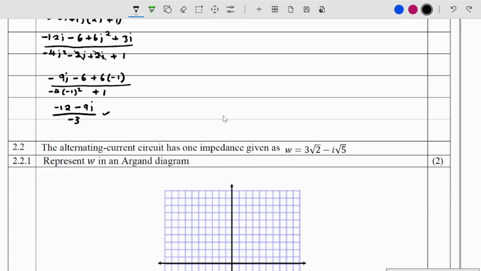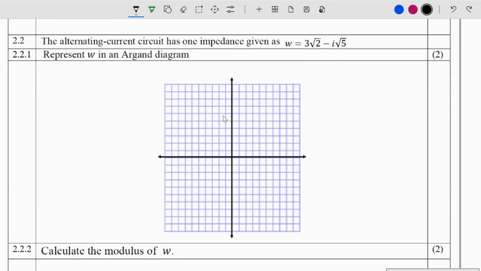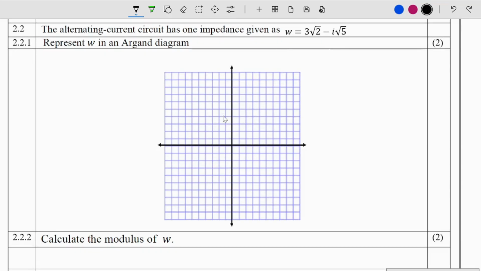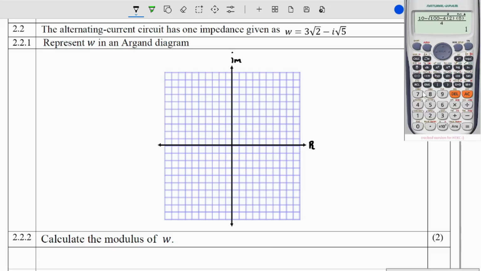Then proceeding on to the next question, 2.2. They say the alternating current circuit has an impedance given by 3√2 minus i√5. Represent W on an Argand diagram. So we have our Cartesian plane here. This part represents the real axis and this one represents the imaginary axis. Now, to be accurate when you're drawing this Argand diagram, convert all of these numbers into decimals, so you can see which one is bigger than which.